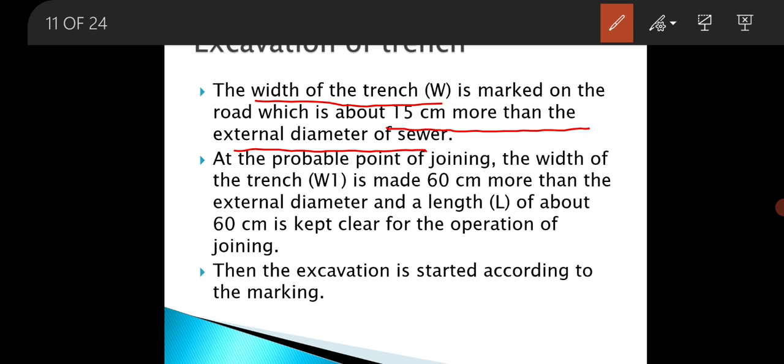And at the point of joining, the width of the trench is made 60 centimeter more than the external diameter, and a length of about 60 centimeter is kept clear for the operation of joining.